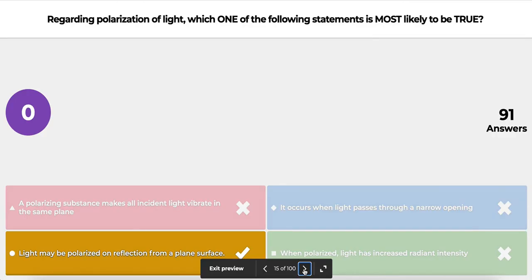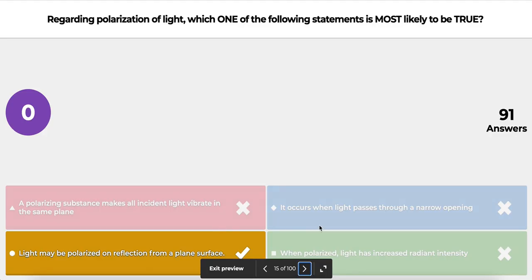Exactly. So let's analyze the answer. A polarizing substance makes all incident light vibrate in the same plane. This is wrong. The function of the polarizing substance is to allow transmission of the light in a certain plane, but it doesn't convert light waves of different planes to the same plane. In other words, the effect of polarization doesn't convert the light rays, but it just allows the transmission. This is the function of the polarizing substance.